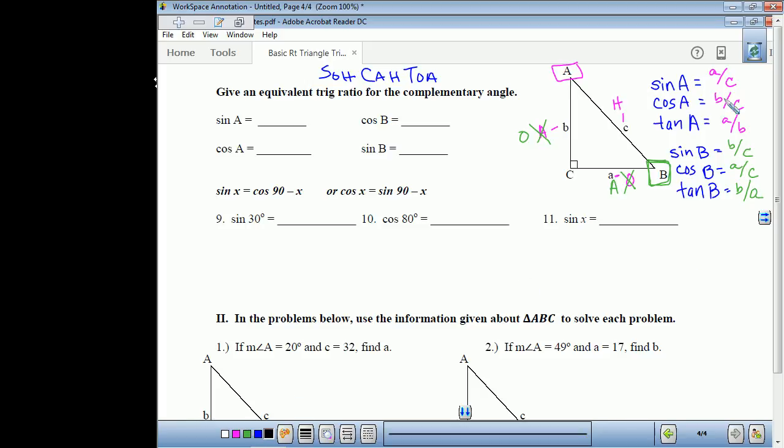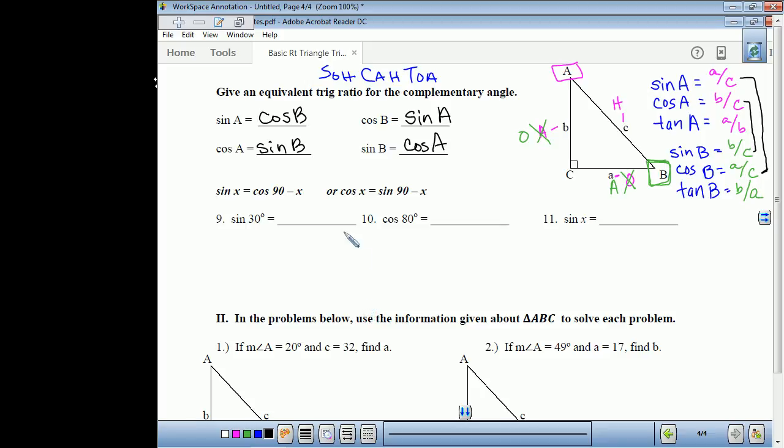Okay, now, cool thing right here. Do you guys see that those two are the same? And so is the C. And do you see that these two are the same? So sine of A is the same as cosine of B. And cosine of B is the same as sine of A. Well, cosine of A is the same as sine of B. And sine of B is the same as cosine of A.